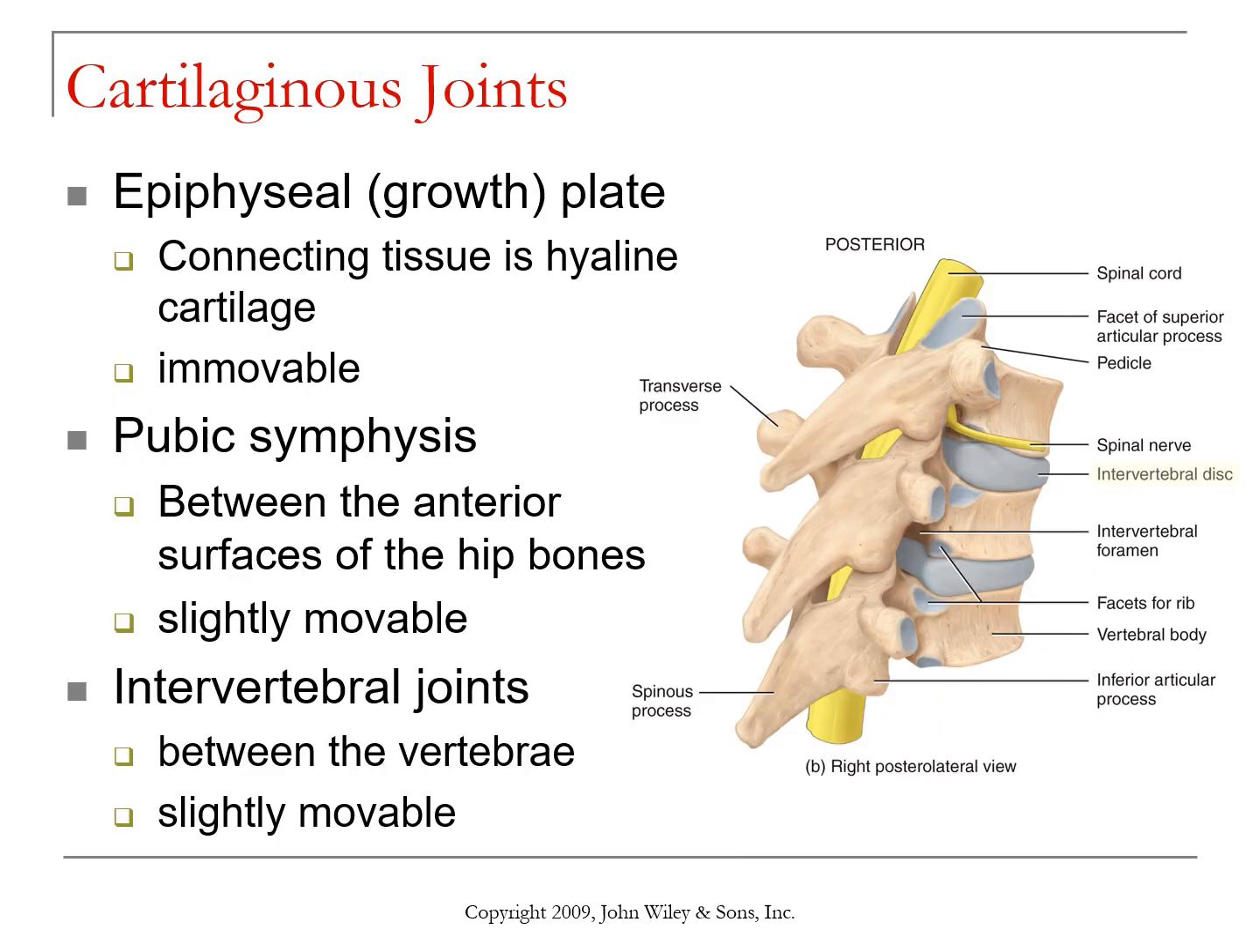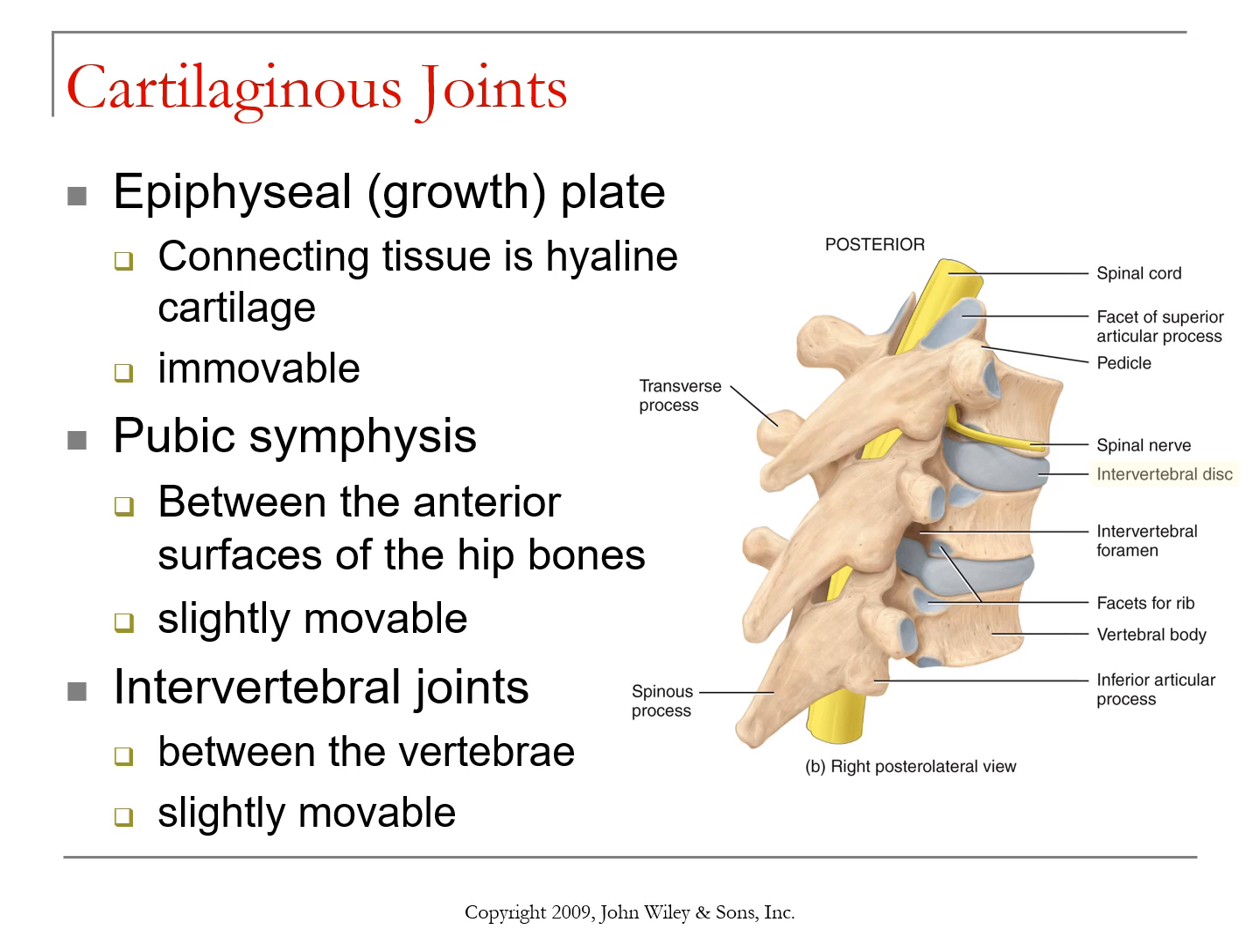As we described on the previous slide, the epiphyseal or growth plate is a band of hyaline cartilage that attaches the epiphysis to the diaphysis. So two bone regions meet together at this cartilaginous joint. That is immovable, so it is a synarthrotic cartilaginous joint. The pubic symphysis between the two hip bones is an amphiarthrotic cartilaginous joint.